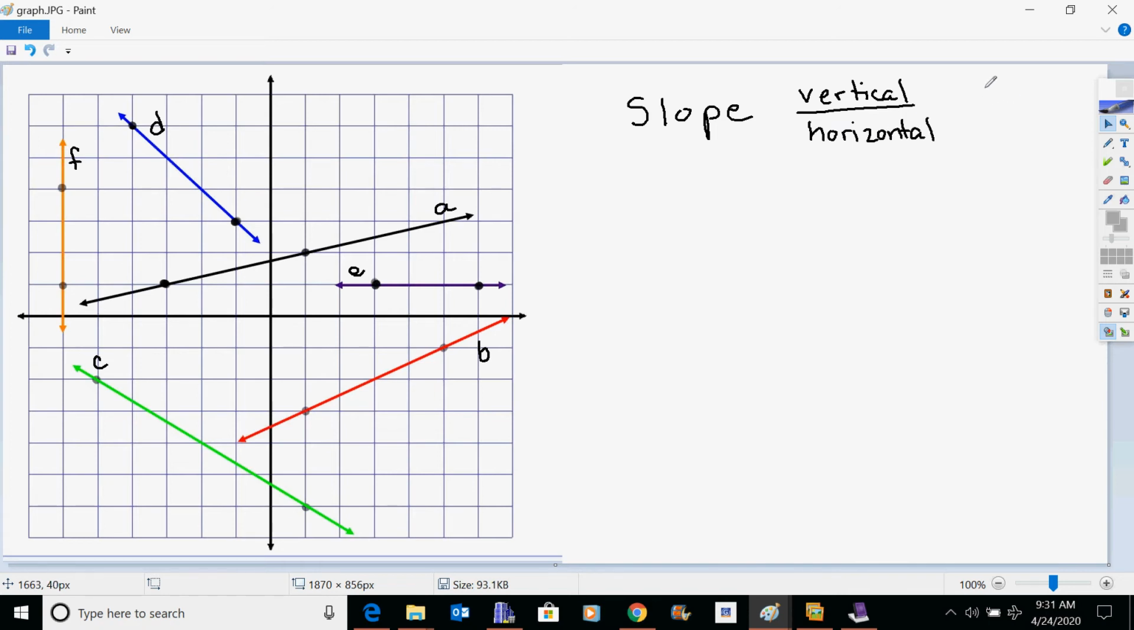A lot of people will think about this, and this is very standard, as rise, how far up or down, over run, how far sideways. Rise over run, okay? Rise rhymes with wise, which makes you think of the y-axis this way. If you have the x-axis and the y's go this way, vertically, it's the change in the y's over change in the x's.